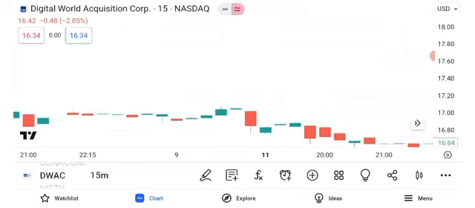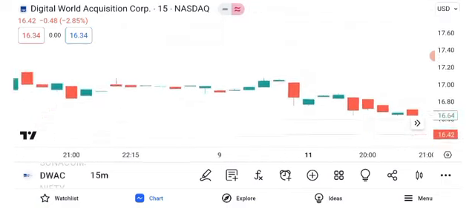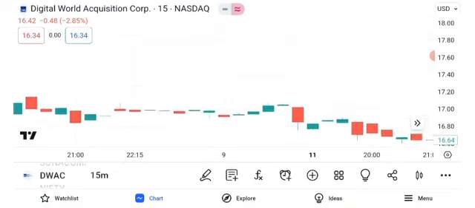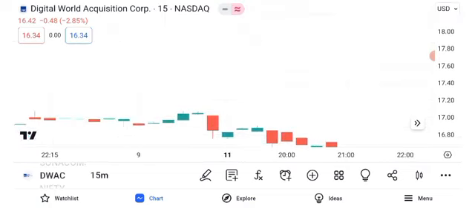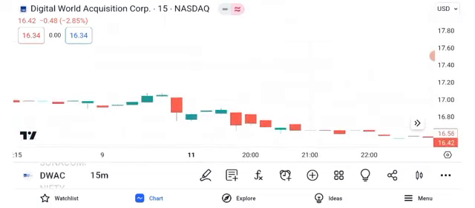Moving averages offer additional guidance. The 50-day and 200-day moving averages reflect short-term and long-term trends. A golden cross, where the 50-day crosses above the 200-day, can signal a bullish trend.